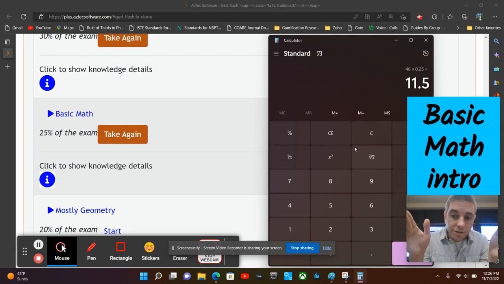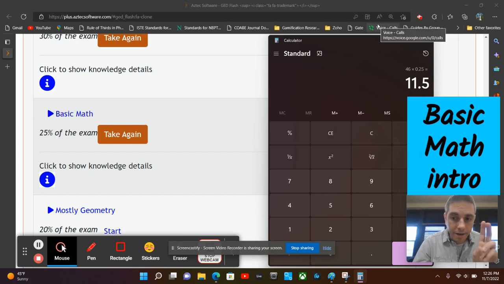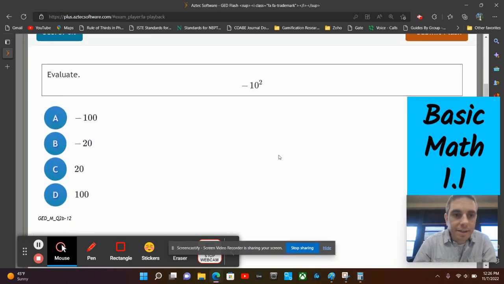The first 6 questions are special because you're not allowed to use a calculator for those first 6 questions. The remaining 40 questions on the GED test, you are. So out of these 11 or 12 basic math questions, probably a good chunk of them will show up in the non-calculator section. Evaluate -10 to the second power.